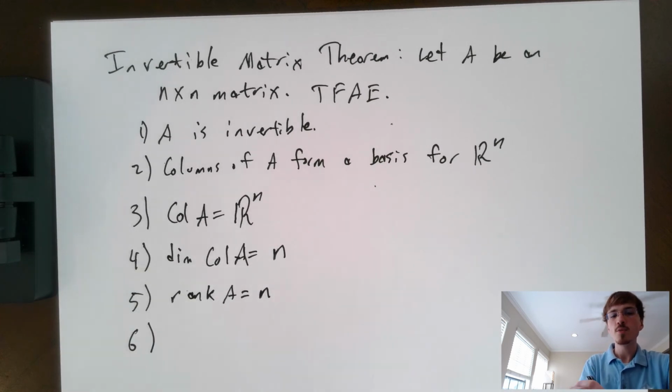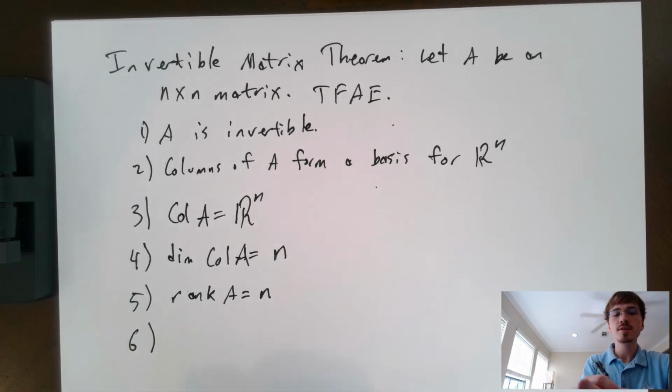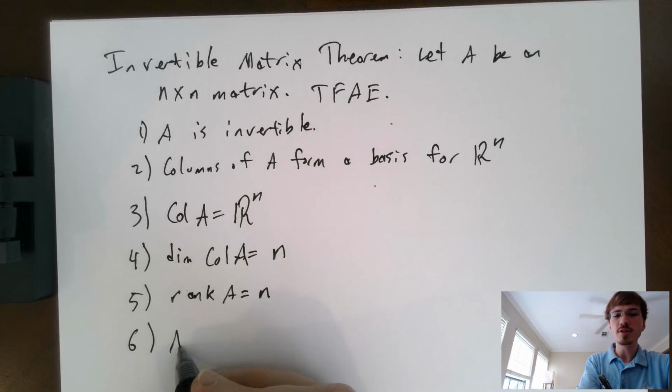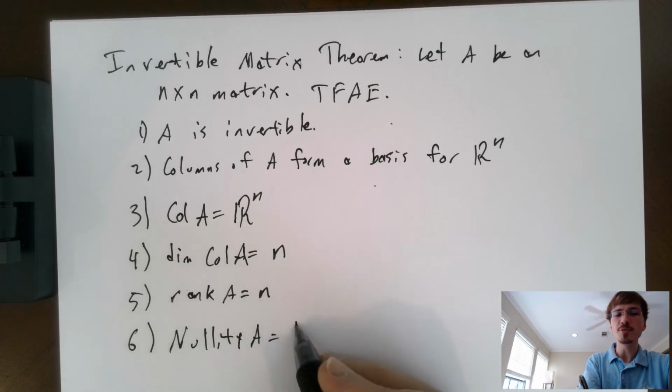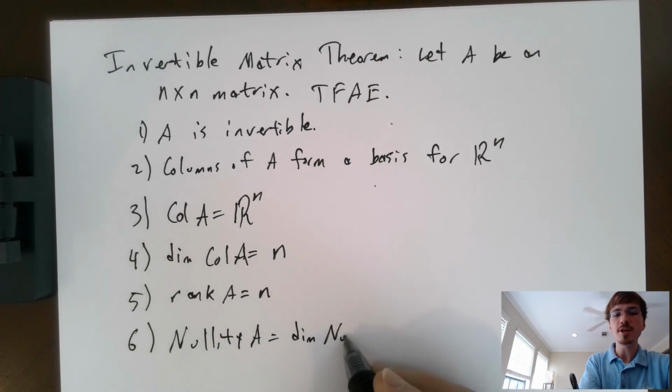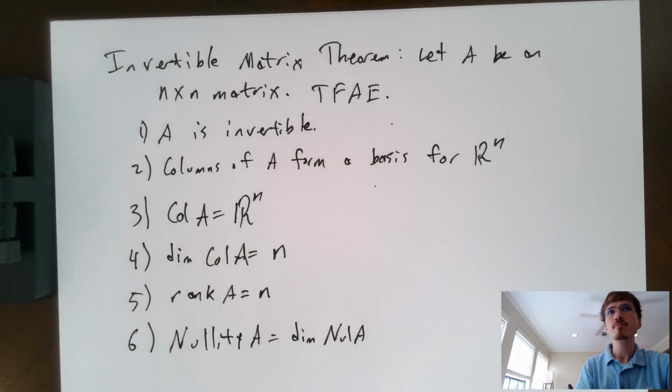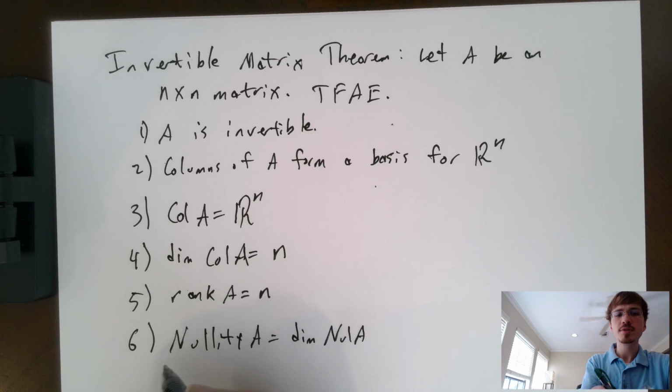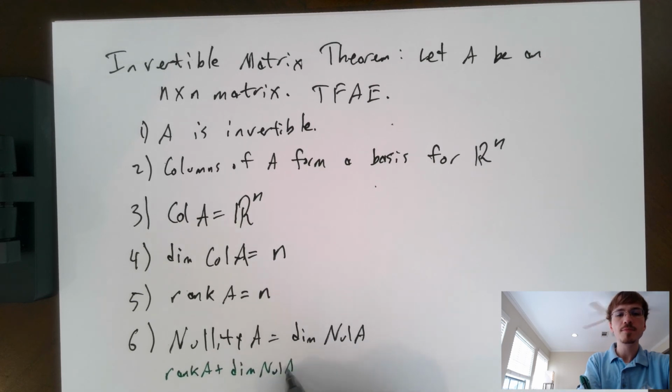6. Well, if the rank of A is n, what does that mean about the nullity of A? Remember, the nullity is the dimension of the null space of A. Well, let's think. I know that I have n columns, and I know that the rank of A plus the dimension of the null space of A has to be equal to n, right?